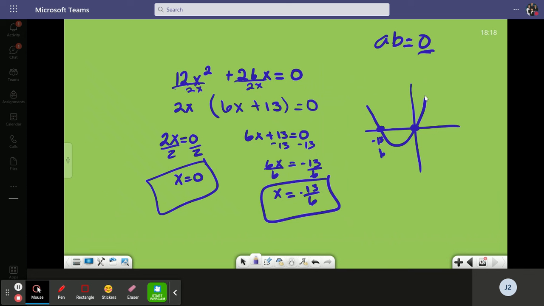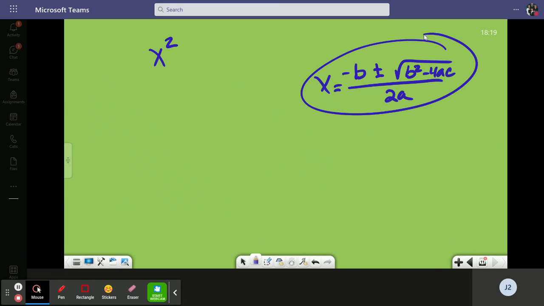Okay? Now again, don't get me wrong. Negative b plus or minus... sometimes it's so much easier to factor the equation than it is to use the formula. But factoring won't work every time. That formula will work every time. If I give you a problem and it's got an x squared in it, your formula will solve for x every single time. So sometimes it's better just to have one solid way to solve than to have three other ways, right? Just focus in on one solid way.